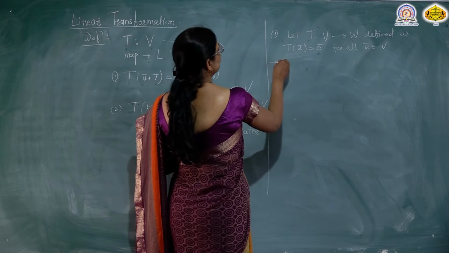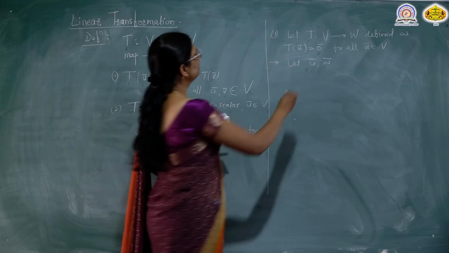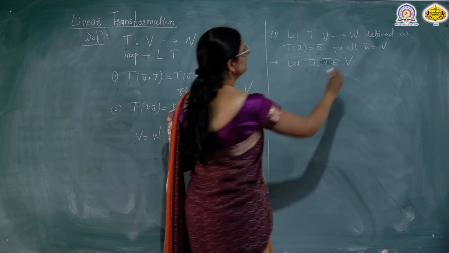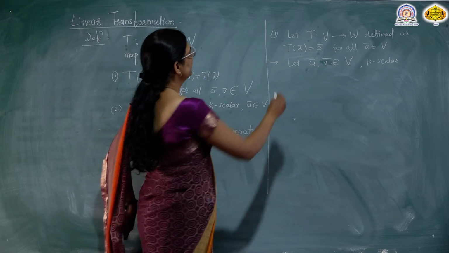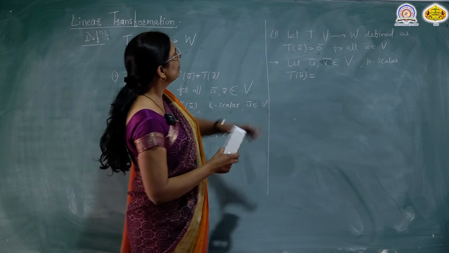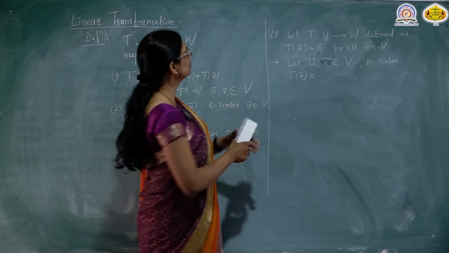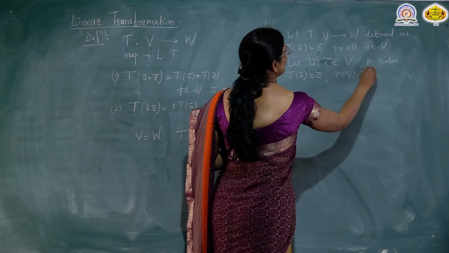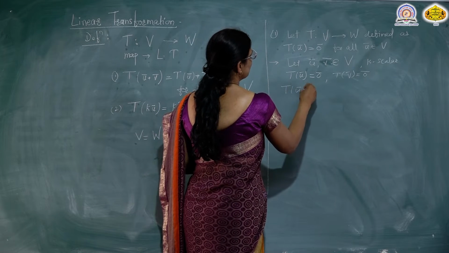Okay, so for that we consider two vectors. We consider u and v are the two vectors from V and consider one scalar. So suppose k is a scalar here. Now calculate T of u bar. By definition of T, every element of V maps to 0 under this linear transformation. So T of u bar is 0 bar, as well as T of v bar is also equals to 0 bar. Then calculate T of u bar plus v bar.